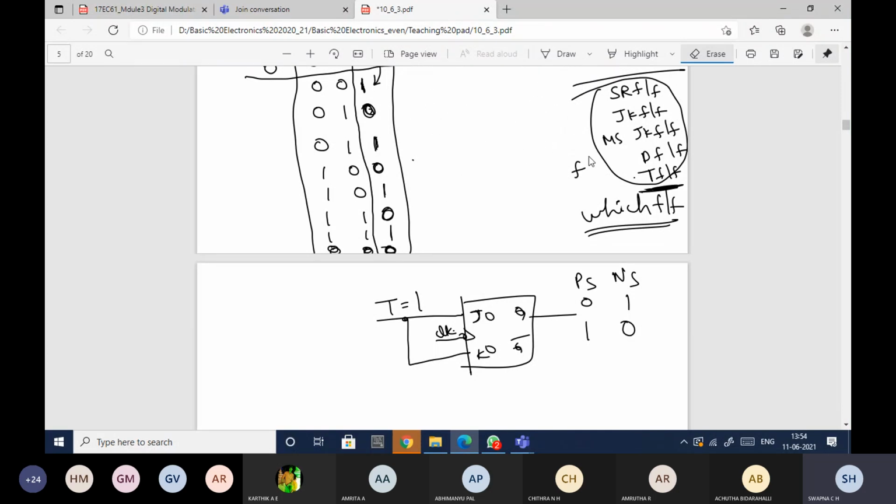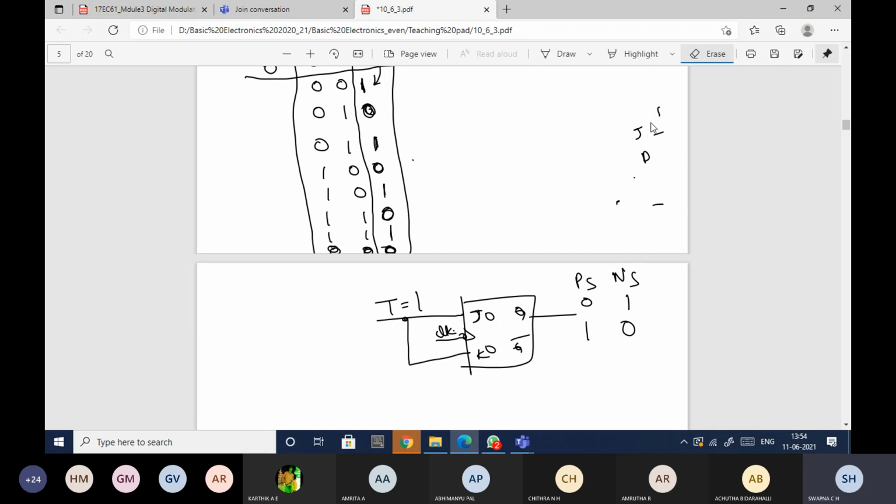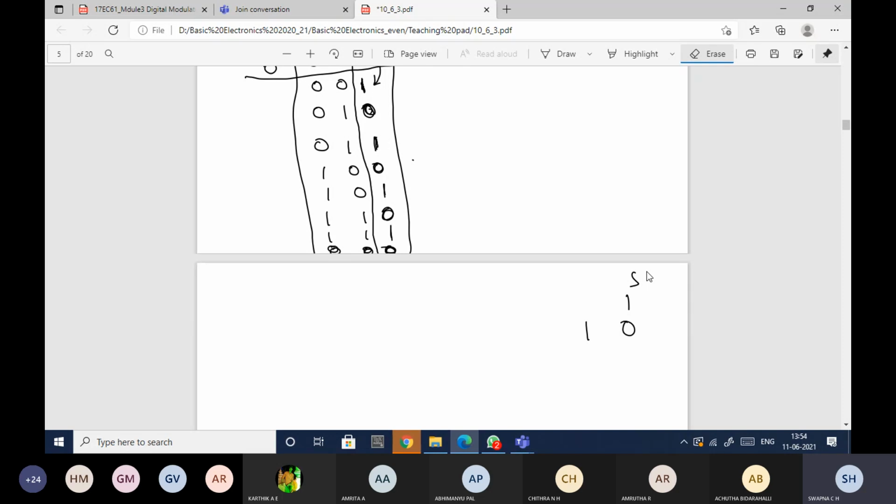Q0 is toggling. So what I need to do is provide T input as 1. Let me draw that properly. Okay, so first I will take a T flip-flop. So T flip-flop I have taken.